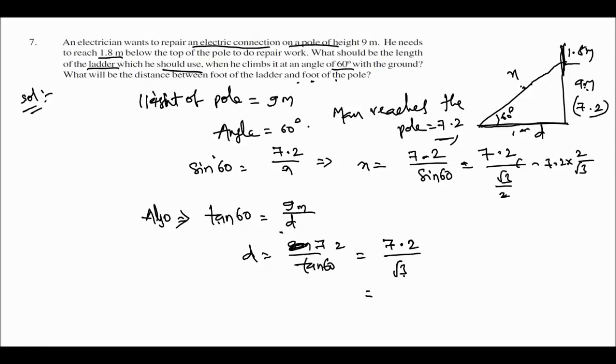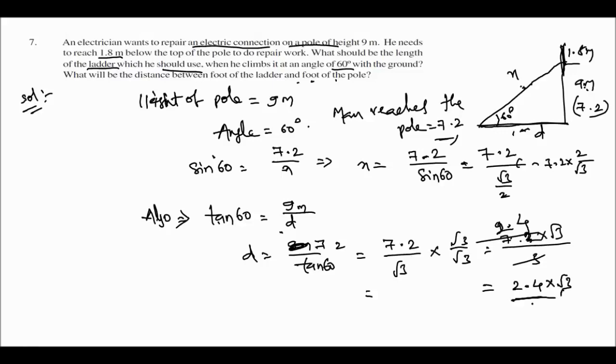So it will go like this. We will multiply with root 3. So here 7.2 into root 3 divided by 3. 3 twos are 6, 3 fours are 12. So 2.4 into root 3 is the answer here. Okay, so this is about this 7th one.